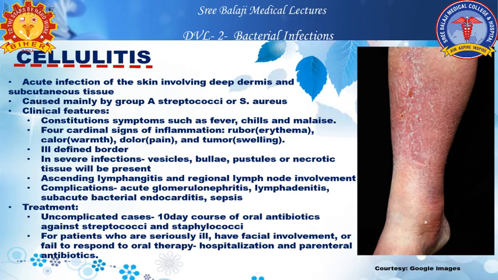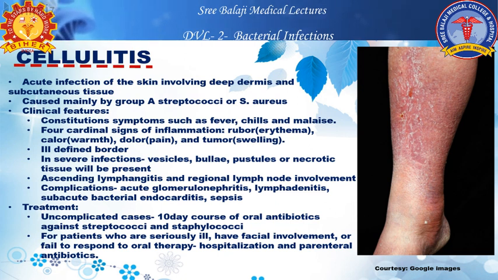Cellulitis is a deep-seated infection of the subcutaneous tissue caused by streptococcus most of the time. The four cardinal signs of inflammation, erythema, warmth, pain, and swelling, will always be present. It starts as an erythematous tender swelling with an ill-defined border. Sometimes when the infection is very severe, there is appearance of vesicles, ulceration, pustules, and necrosis on the surface of the skin lesion.